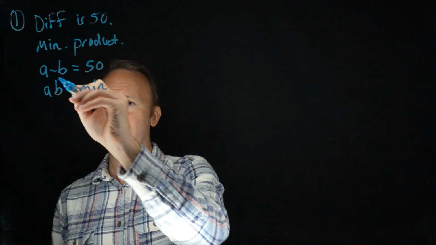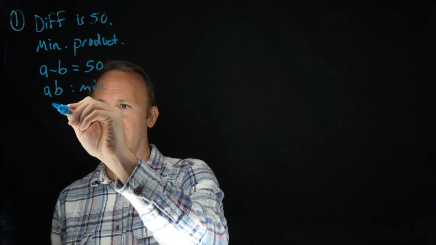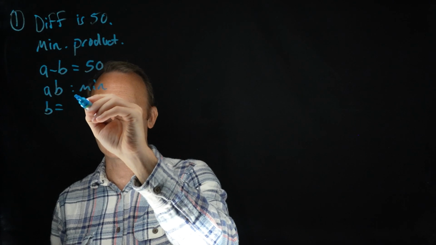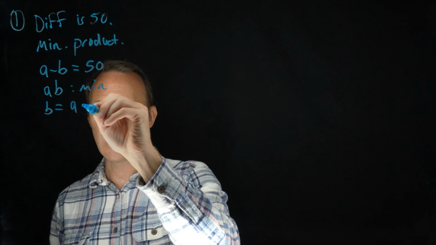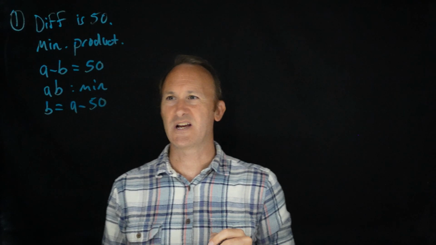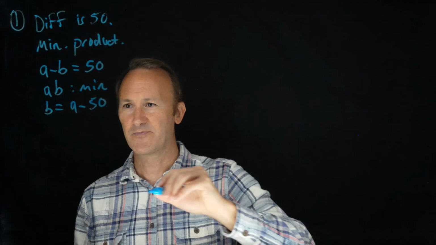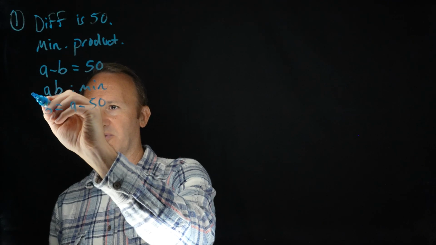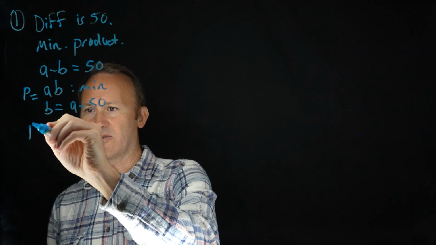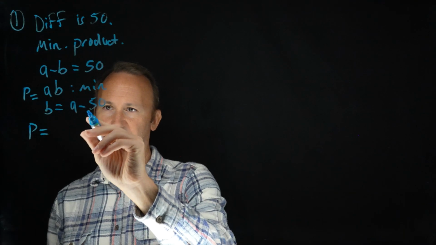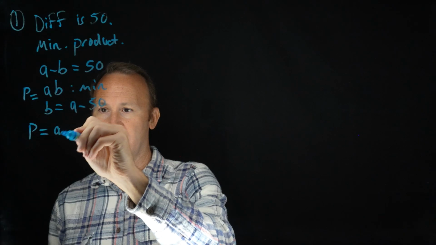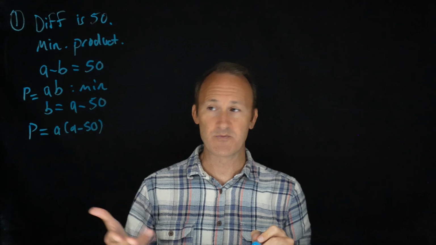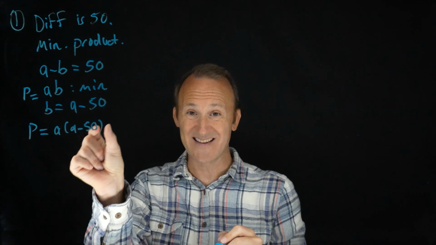So, if a minus b is 50, it's certainly the case that b equals a minus 50. Just add the b and subtract the 50 to the other side. You can also say a equals 50 plus b, either way. Now, our product equation, a times b, is going to be, if we're putting things in terms of a, a times a minus 50. And that is the equation that we want to minimize. It now has one variable, and that is a.